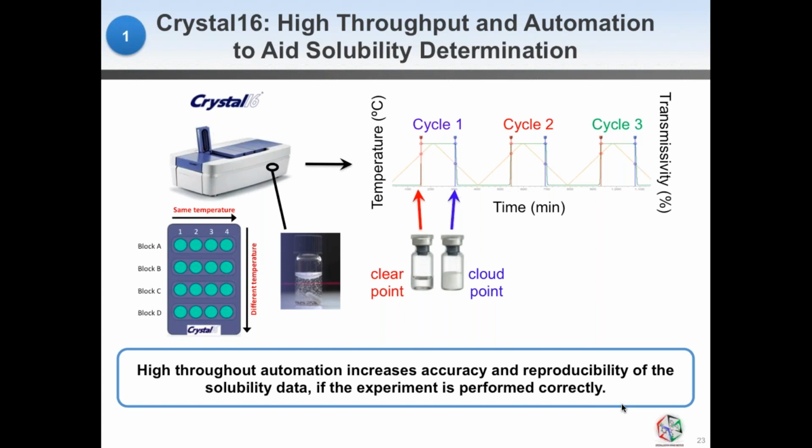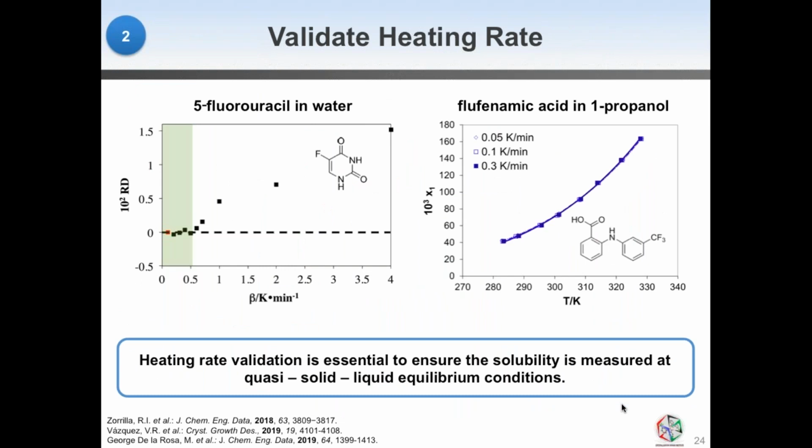The second aspect to consider if using the polythermal method is that the heating rate needs to be validated to ensure the measurement is being made under quasi-solid liquid equilibrium conditions. Here, we have performed an extensive analysis of the effect of heating rate on the precision of the solubility determination for 5-fluorouracil. We employed heating rates as low as 0.05 Kelvin per minute and as high as 4 Kelvin per minute, and observed that below 0.5 Kelvin per minute, there is no significant difference in the solubility measured. Thus, we recommend to employ a heating rate below 0.5 Kelvin per minute. Regardless, the heating rate needs to be validated on a case-by-case basis.